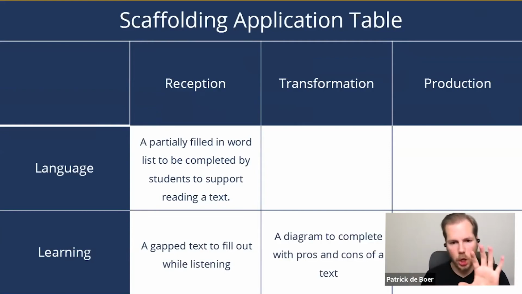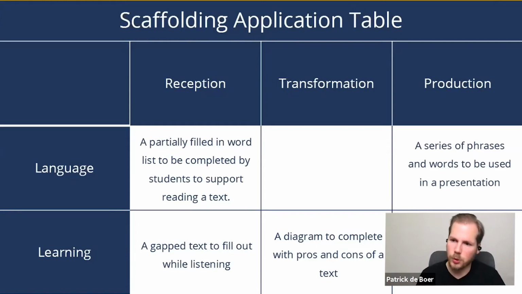Now, an example of learning. Notice, by the way, that there is less focus on language there. It's more about providing structure. Now, the learning combined with transformation can be a diagram to complete with pros and cons of a text. So it's not just reading the text, but students have to read the text, analyze it, and determine on their own which ones are pro and which ones are con. For example, compared to a statement, I don't know. You know, that's something that they can do here.